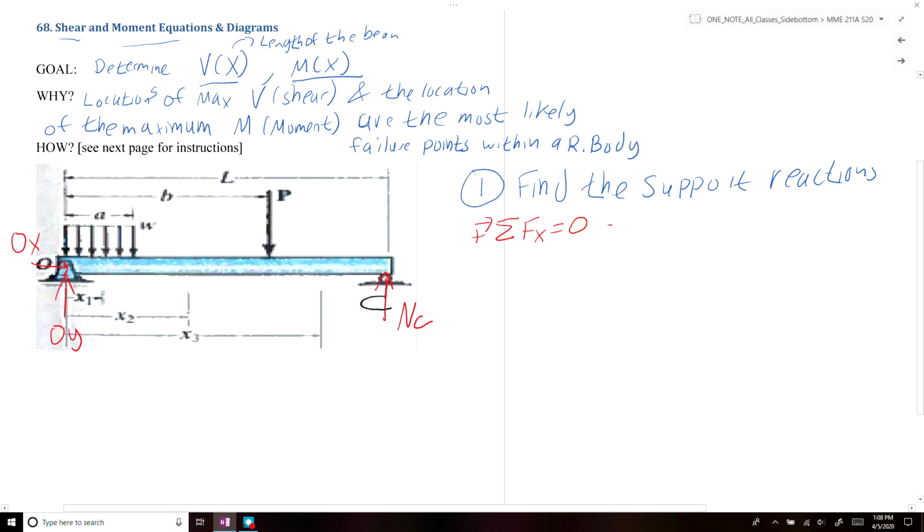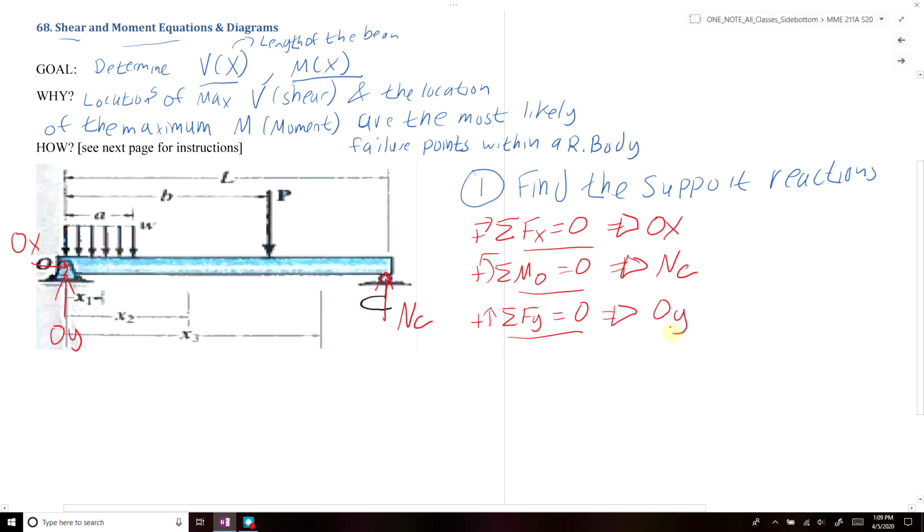If we sum the moments about point O and set that equal to 0, we'd be able to solve for the normal force at point C. After that, if we summed all the forces in the y direction and set that equal to 0, we'd be able to solve for Oy. So these are now known values.